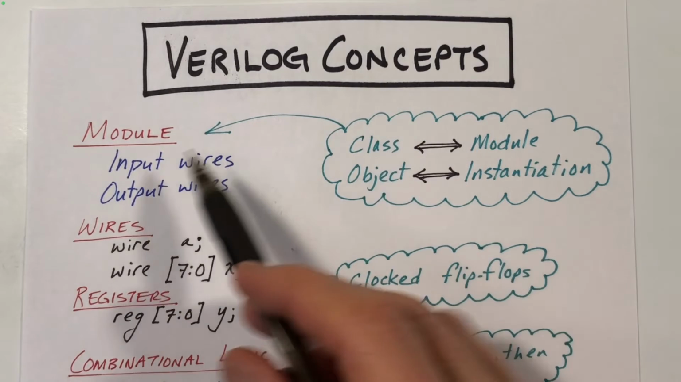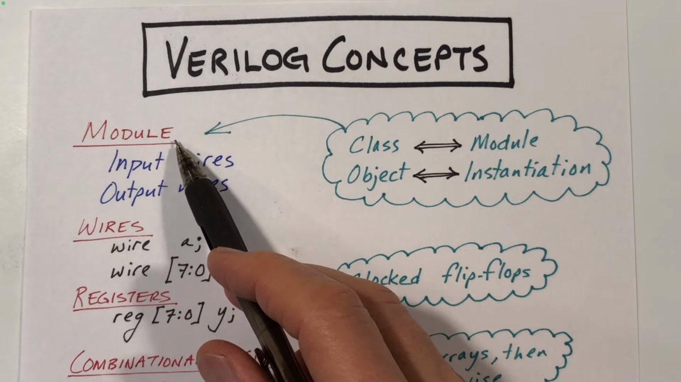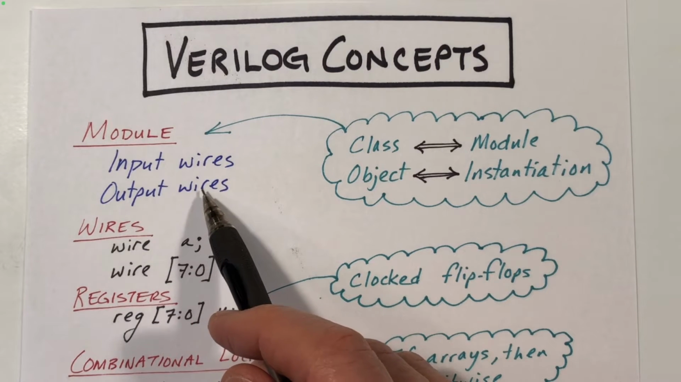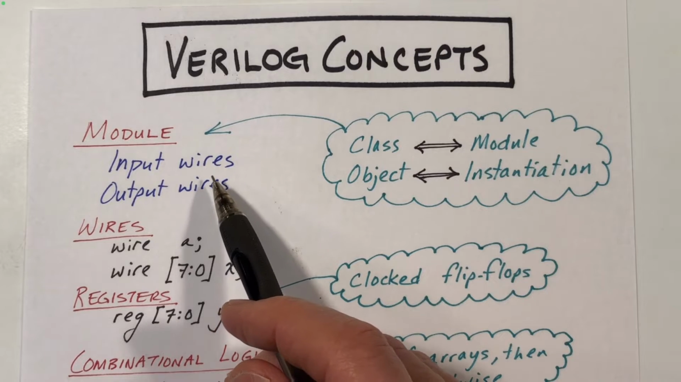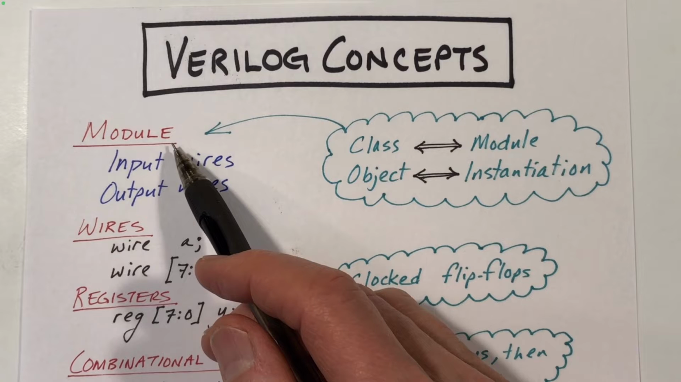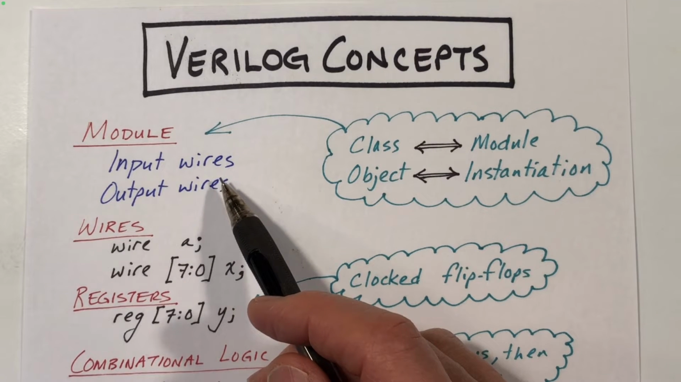Probably the most important Verilog concept is the module. A module will describe a circuit, and it's a large syntactic construct, sort of like a function definition. It has inputs and outputs, sort of in the same way that a function will have parameters. And then the module will have a body which describes the circuit itself, in the same way a function definition would have some code within the function.